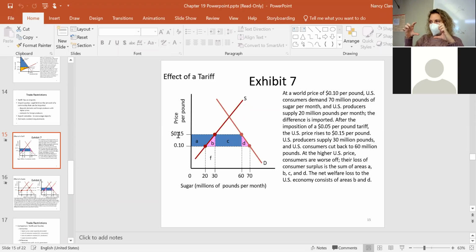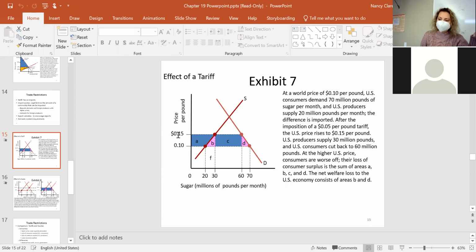Any thought about who gets area C? Area C is 5 cents times the amount of the import. Who gets 5 cents times the amount of the import? Not the importers. I mean, yes, we pay it to the importers, but who really gets it? Who ends up with it in the end? Who's charging that 5 cents? The US government. Thanks, Dennis. The US government. So area C is going to be US government tax revenue.